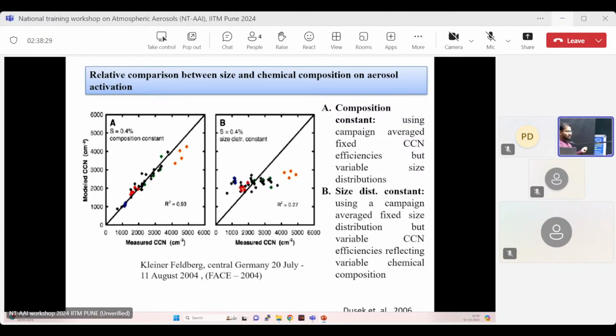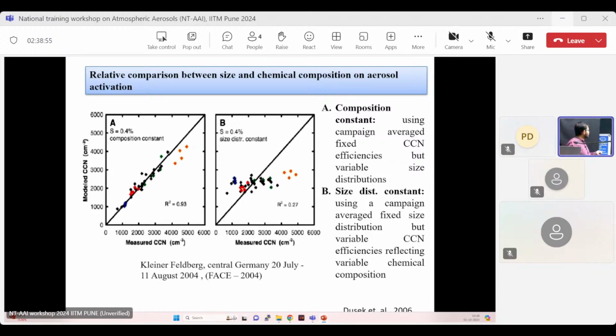I don't know how many of you have read that. They tried to see whether size or the chemical composition or hygroscopicity matters more in terms of aerosol to CCN activation. This is actually the model CCN, that means it is calculated based on the Kohler theory that we are seeing now, and this is the actual observation from the CCN counter that I'll be explaining afterwards.